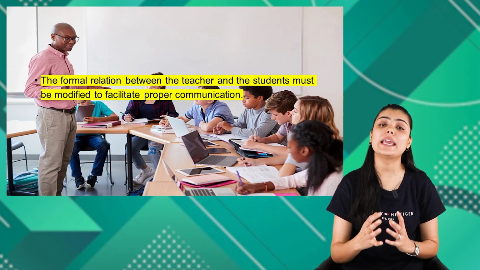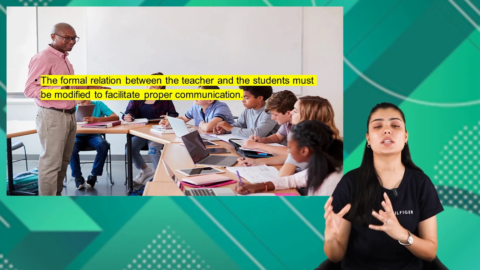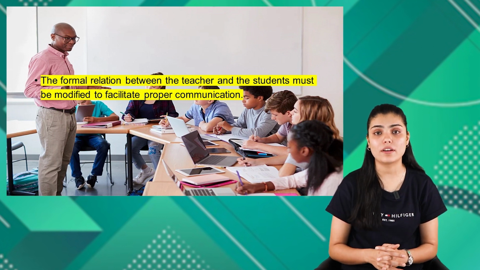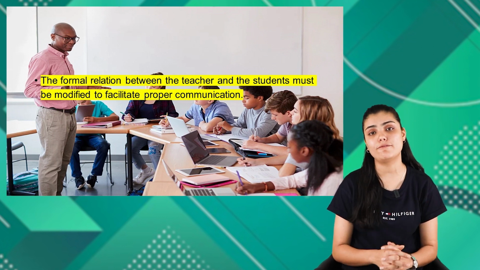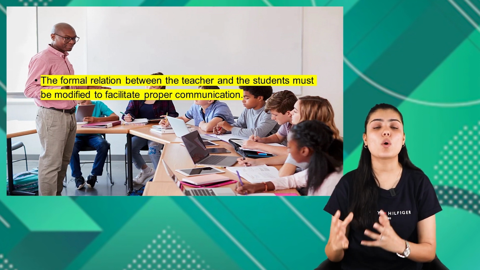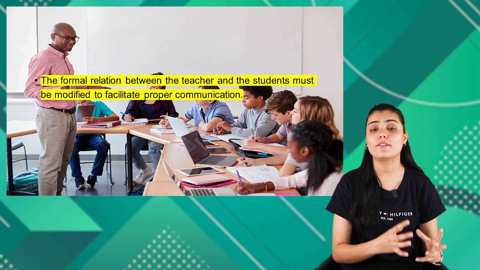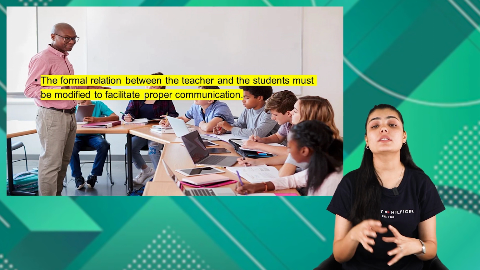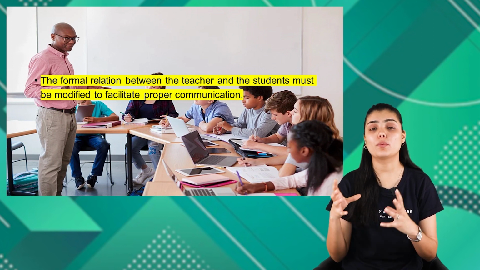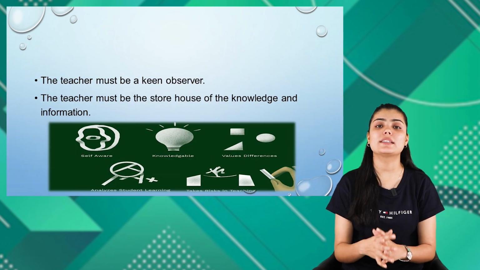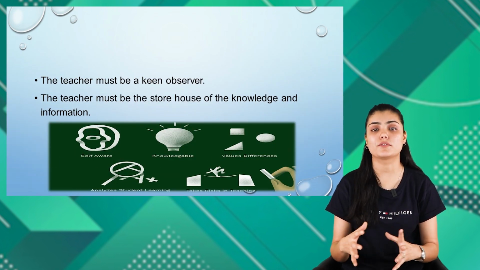The teacher must be able to make sure that she adjusts her attitude and behavior towards students in a friendly manner. It can also be a little bit informal, so that she can help the student and the student also express and open up in front of the teacher. So the teacher here has to maintain a closer and a friendly relationship with the students than in an ordinary classroom setting. The next one is the teacher must be a keen observer.